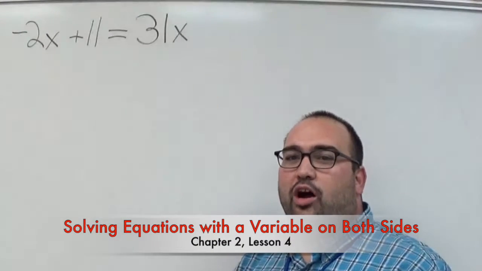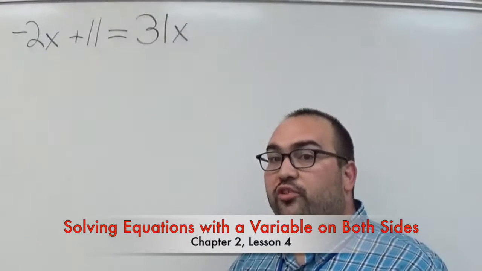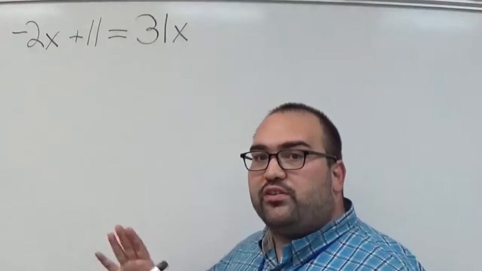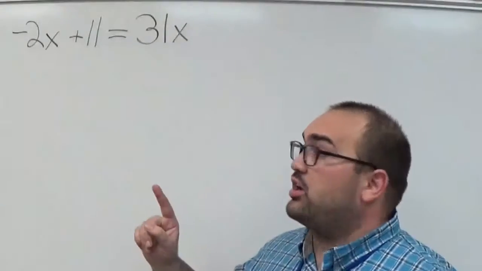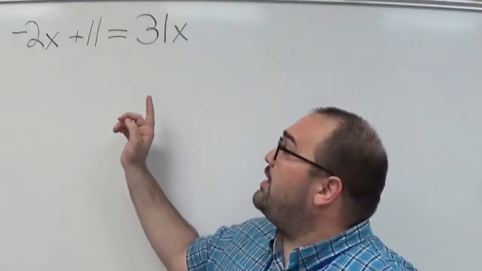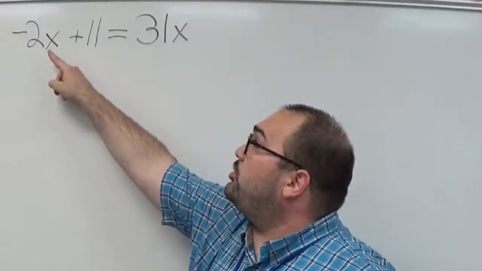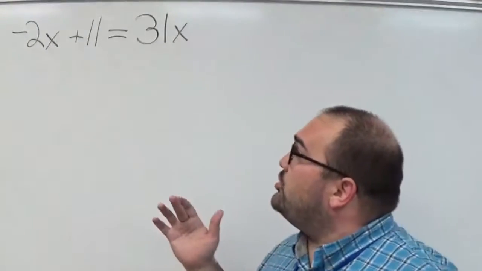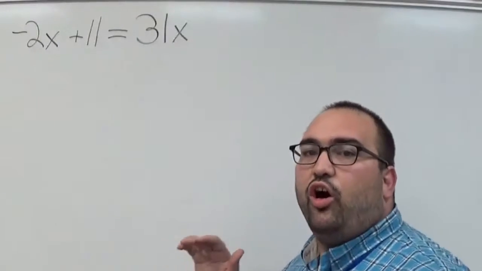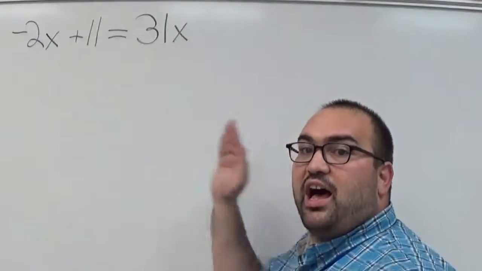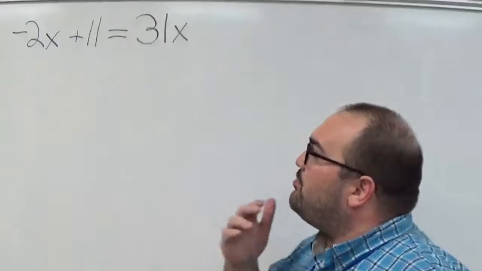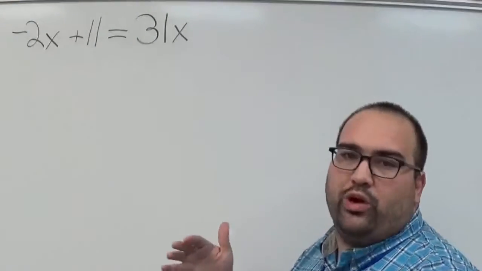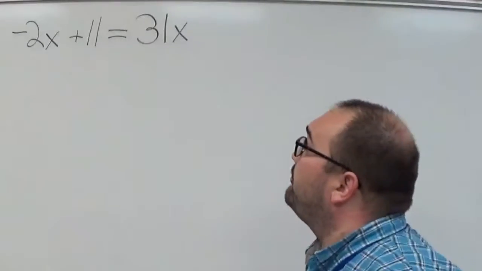Hi. All right. Today we're going to work on solving equations that have variables on both sides. See, in our previous lessons, we've had only one variable. In this case, though, we have a variable over here in the minus 2x and over here in 31x. So what we're going to do is work on getting all of the variables on one side of the equal sign. Now, it doesn't matter which one, but certain ones are easier to work with, and I'll show you in this case here.